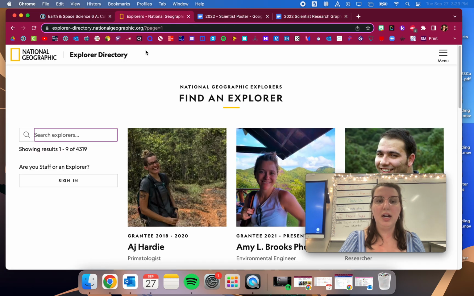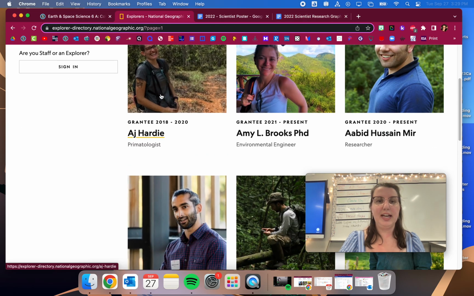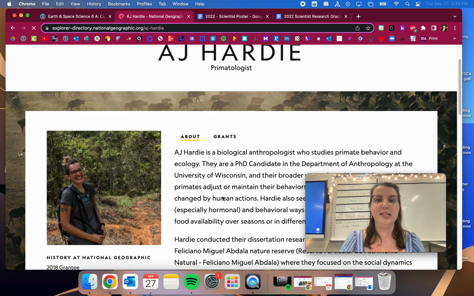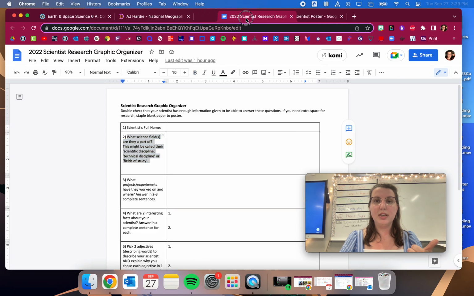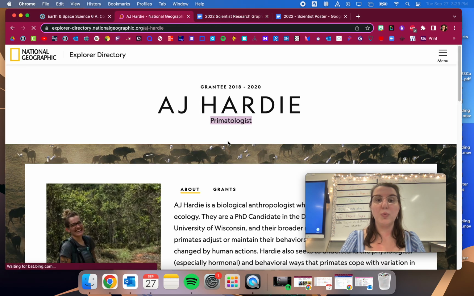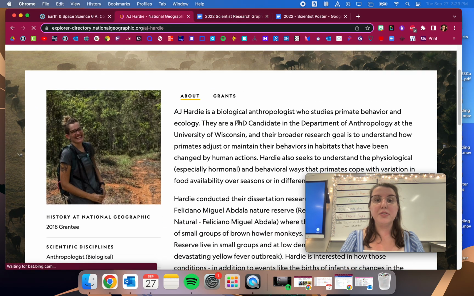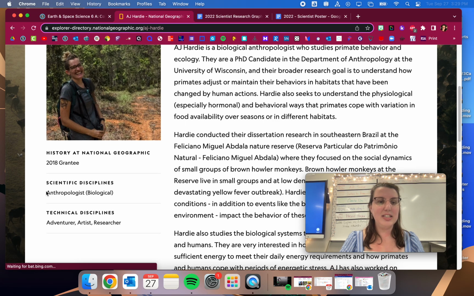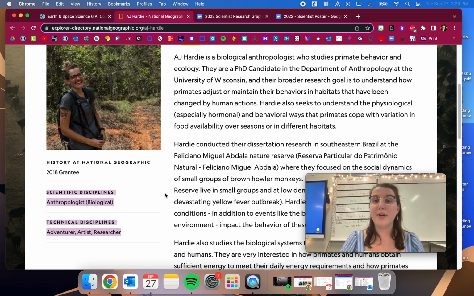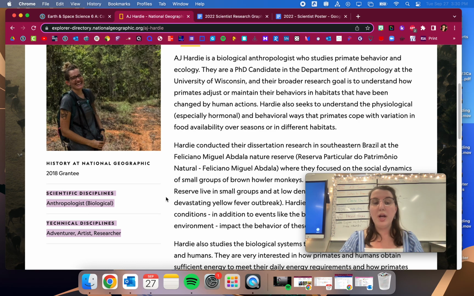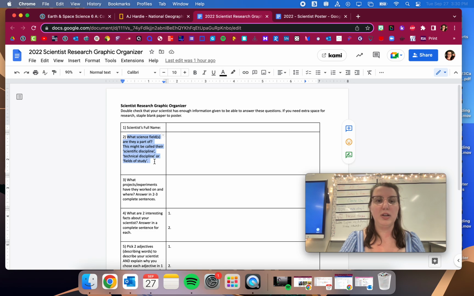And then also on the page here, I'm going to look at AJ Hardy. So this is a place where you can get your scientist. And up top, it says primatologist. So that could be something for what is their science field? So primatologist or primatology. I can also go down here to the side and I can see scientific disciplines and technical disciplines. Feel free to list all of them on your research. And then for your poster, you might just pick the most important one, or you might list all of them on your poster. So that's for question number 1 or number 2.